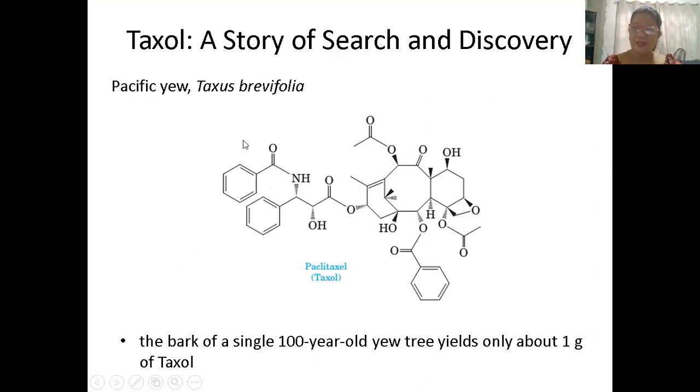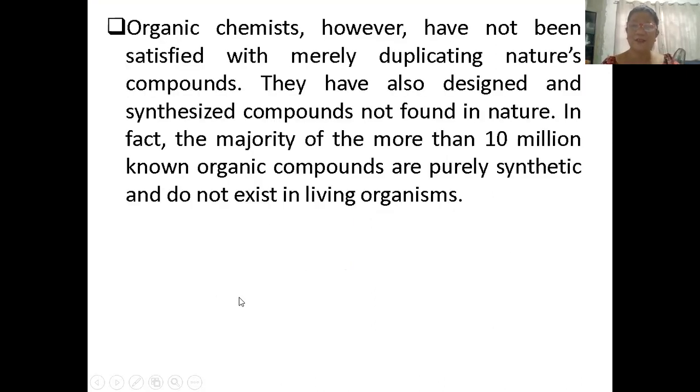That is now its structure. Organic chemists, however, are not just satisfied in duplicating nature's compounds. Synthesis is when they duplicate the natural compound into a synthetic one. They have also synthesized compounds not found in nature. So the majority of the more than 10 million known organic compounds are purely synthetic and don't exist in living organisms. So the first theory, vitalism, is already not accepted.